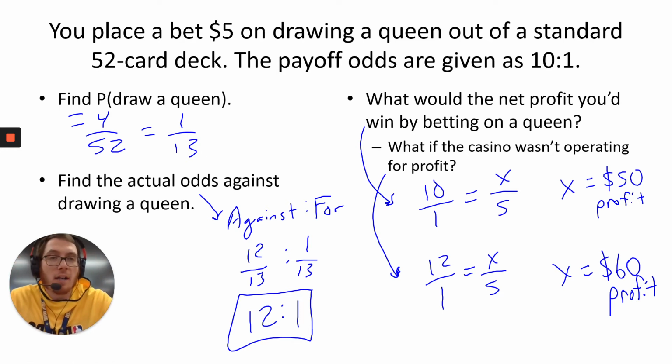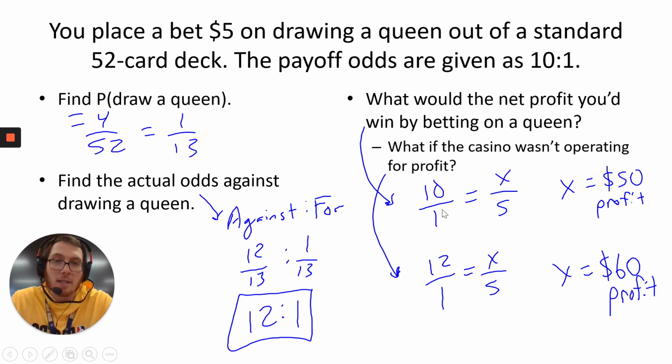So what would the net profit be if you bet on the queen? Well, this 12 to 1 is not what the company uses to pay you out if you win. They use 10 to 1. And all this is a simple proportion. $10 profit for every $1 bet equals some amount of profit for every $5 bet. And you can just cross multiply it.